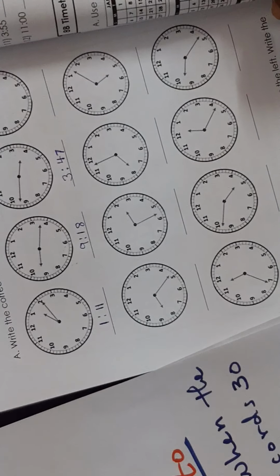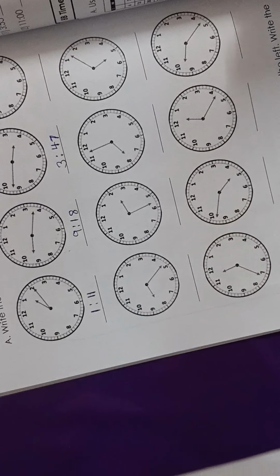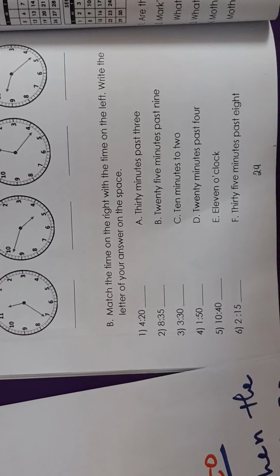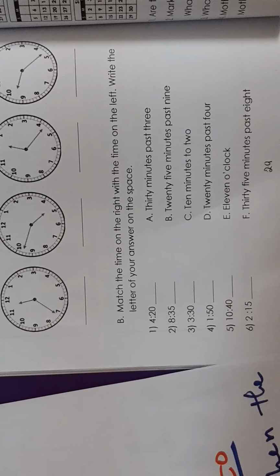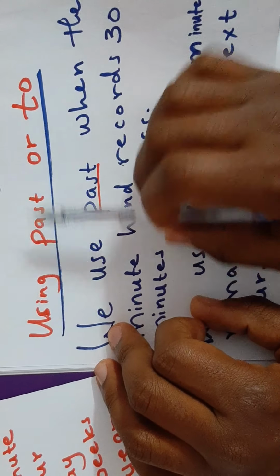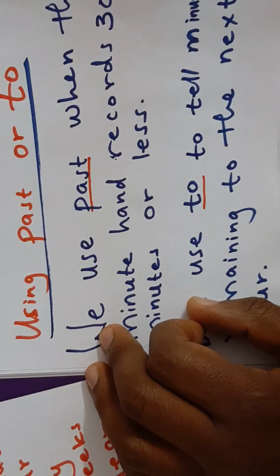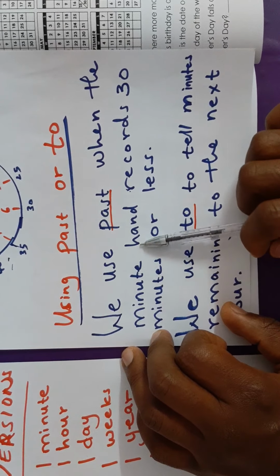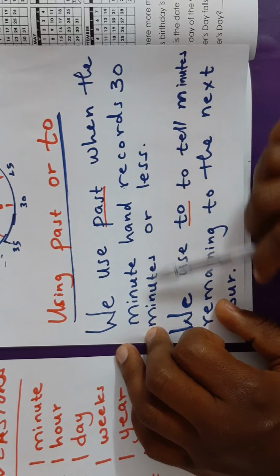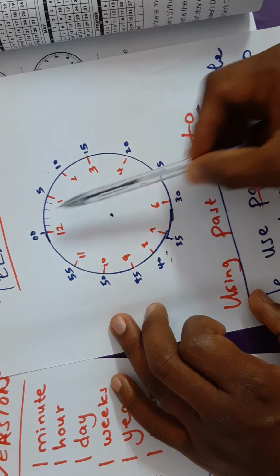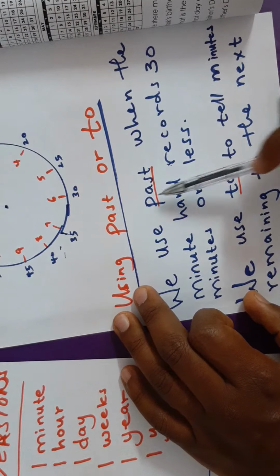So we move on to telling time using words. If we're telling time using words, there are 2 terms that you need to be conversant with, and those are using past and using to. Now, when do you use past and when do you use to? We use past when the minute hand records 30 minutes or less. If the minute hand is between 1 and 30, we use past.